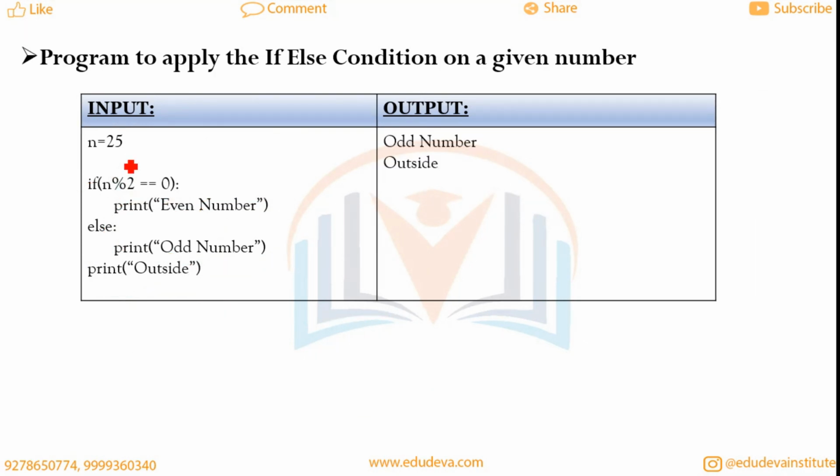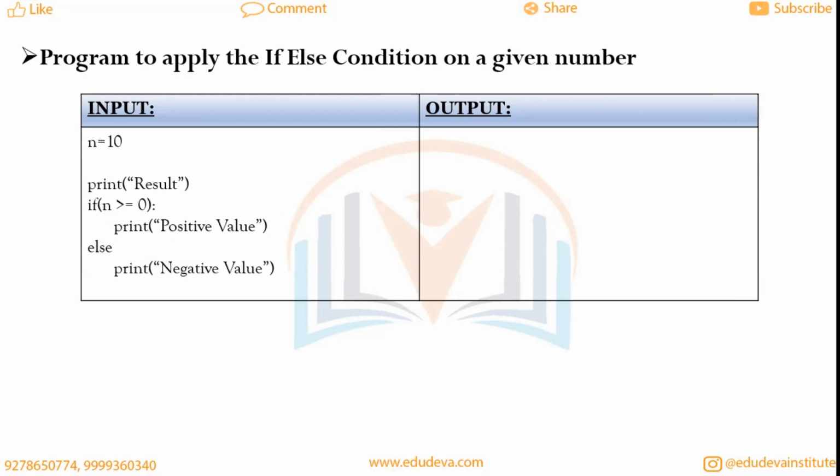Let us revise what we have done. As the given condition is false, we have executed the statement given under the else condition, and after that we have gone to the statement given outside the if else statement.